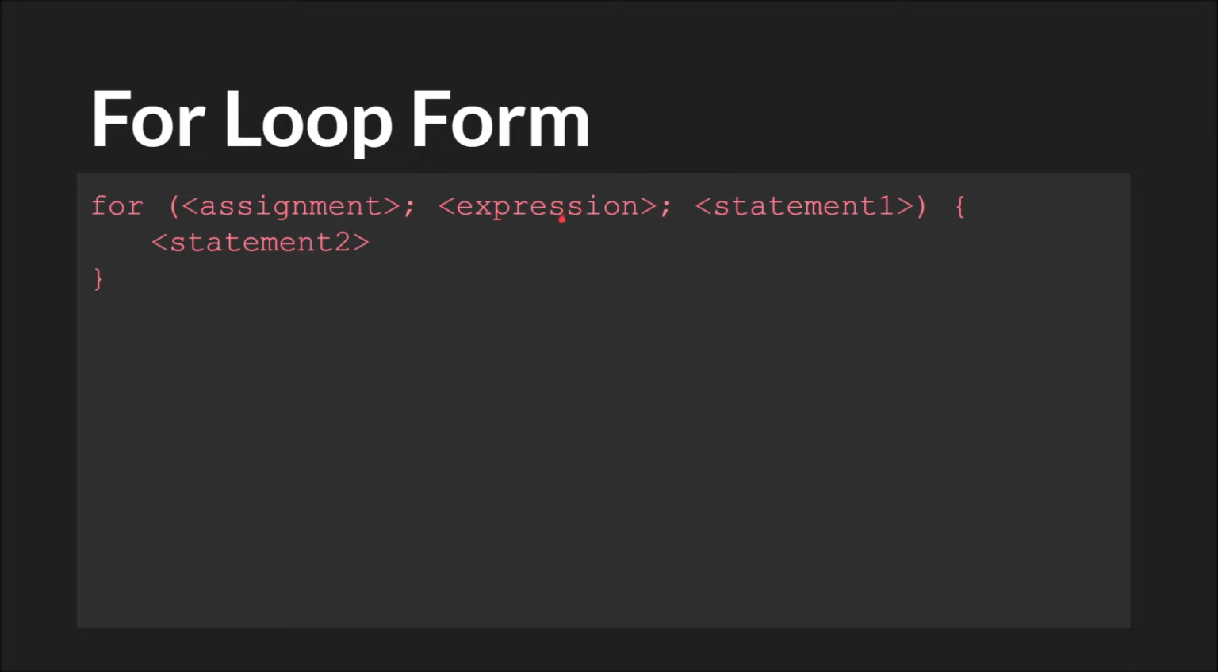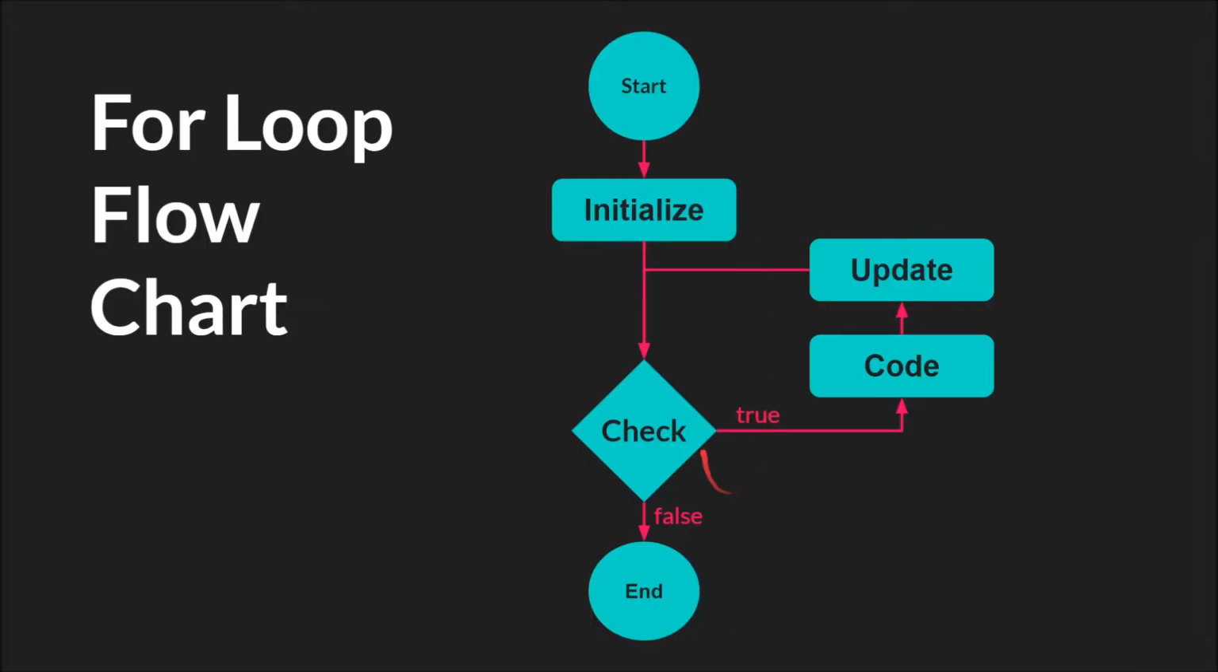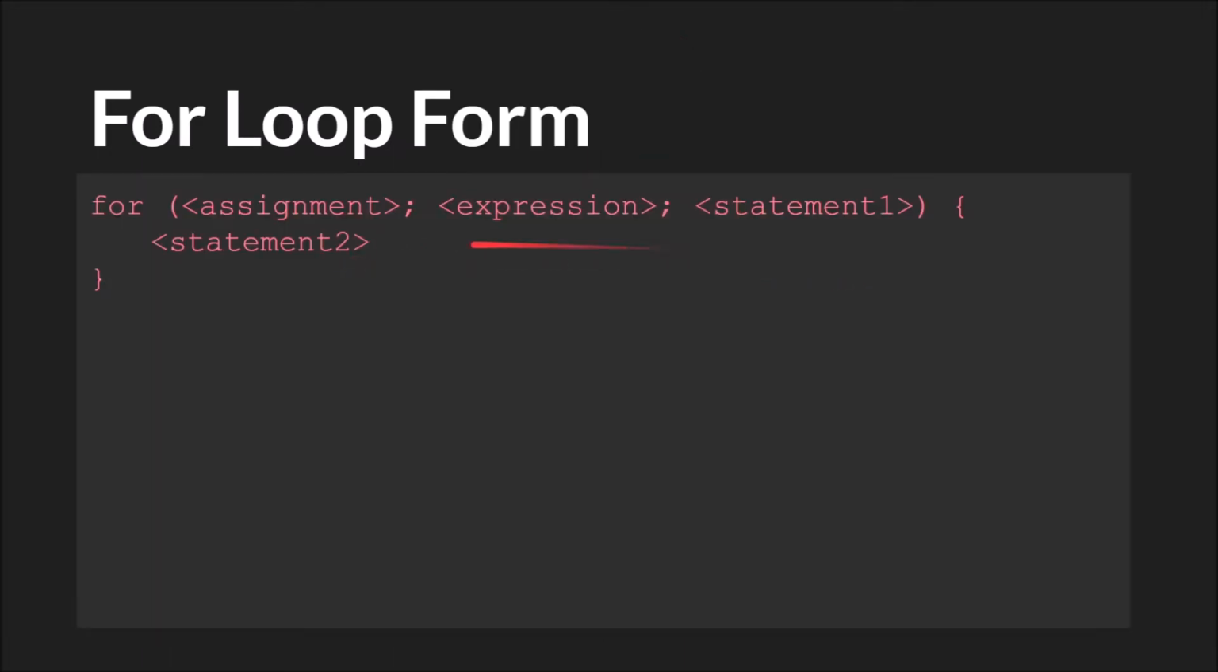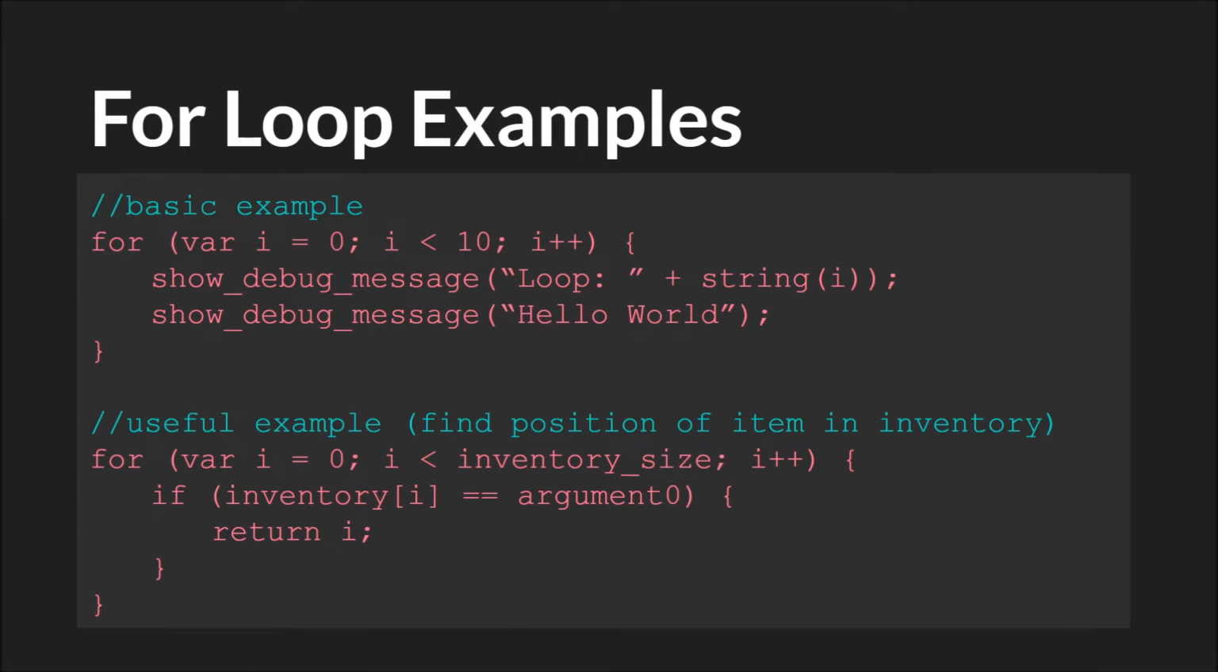Then it'll check the expression, run the code, and update. Again, check the expression, run the code, and update. And if this expression is ever false, then the loop will stop, and you will exit out and continue on. So here is a very basic example of a for loop.